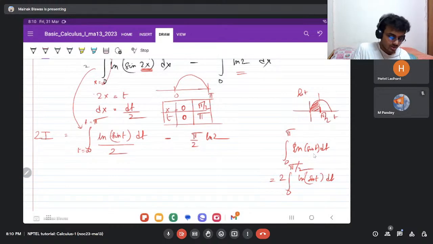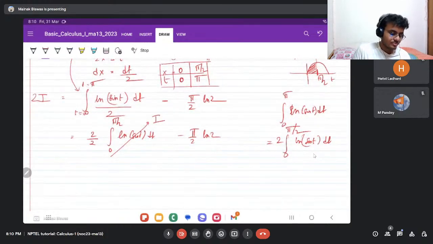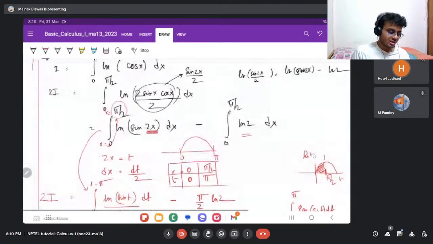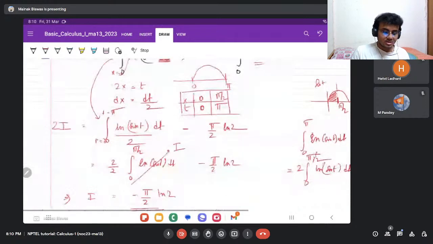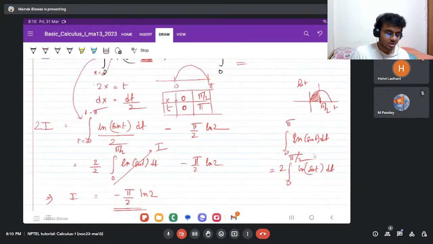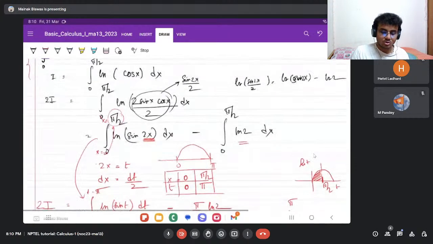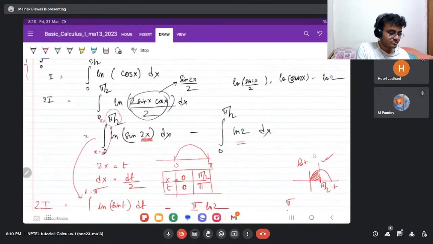This is 2 times. So I will be putting this as 2 by 2 integral of 0 to pi by 2 log of sine t dt minus pi by 2 log 2. This is nothing but I. Yes, sir. So you will get I is equal to minus pi by 2 log 2. I hope this question was interesting. I found it an interesting question. So these are the 2 things we used: one is a plus b minus x, and you used even function properties, right?